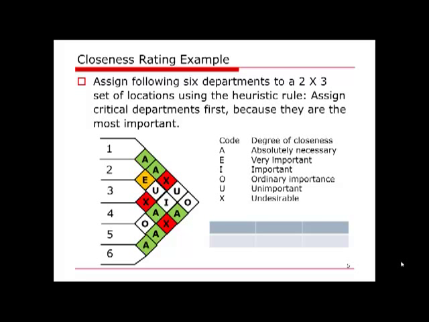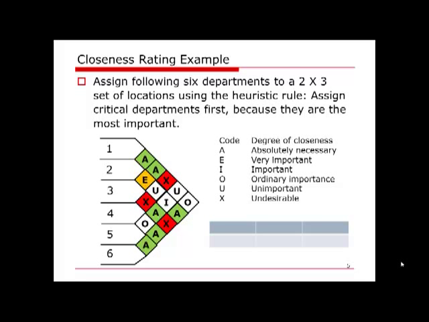However, here we do not have any information or requirement about transportation distance or transportation cost, but we have a closeness rating table that is shown here as a chart. Basically, this chart shows how closely 2 departments should be allocated.